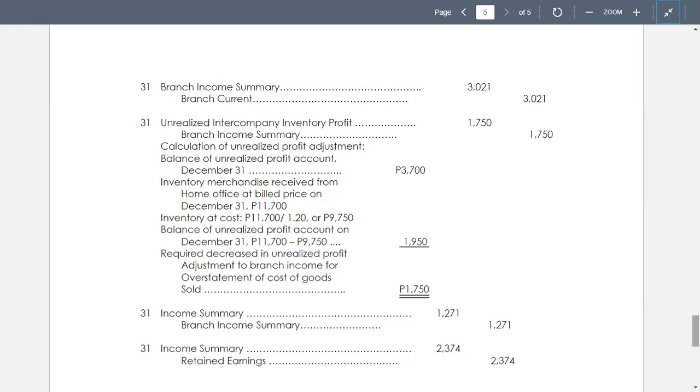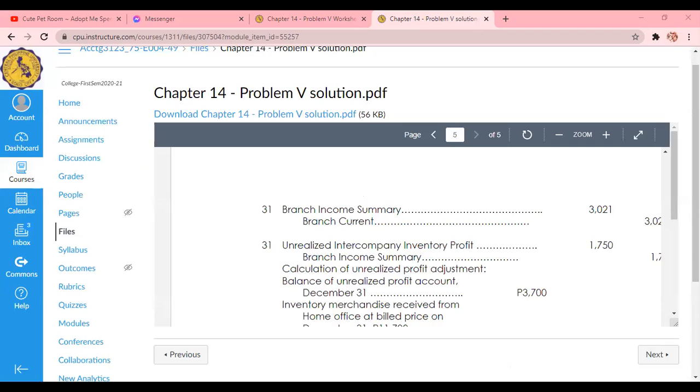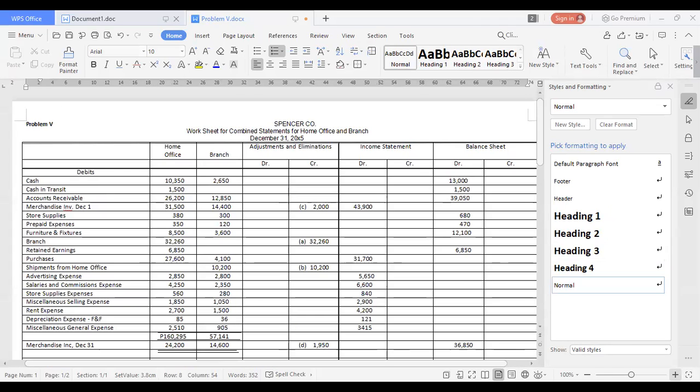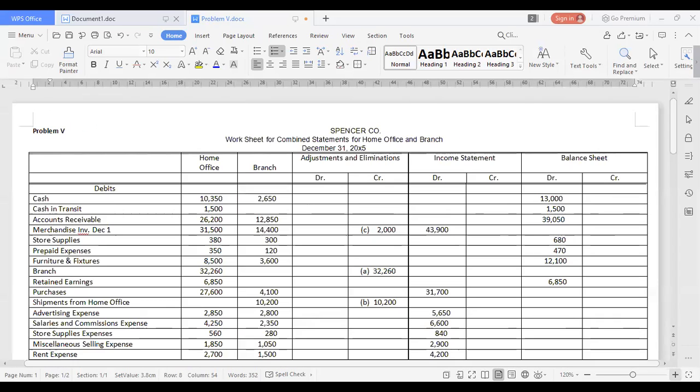Now, the journal entries are very, very important. And now we are through with requirement number 4. We will proceed to requirement number 2, the worksheet for combined statements for home office and branch. So now will you refer to, actually this one is requirement number 2. I do not know if you can have this bigger, but take note, we have this data given.